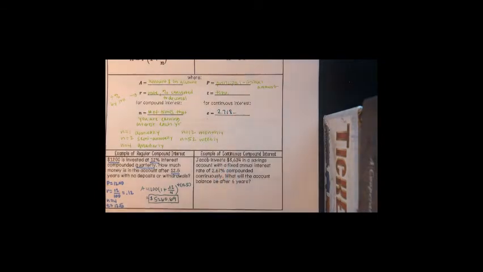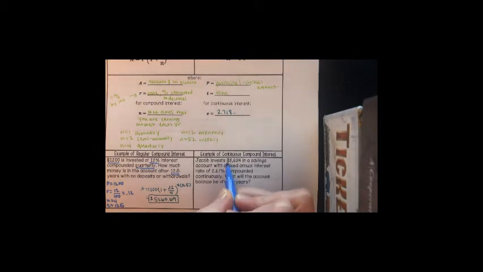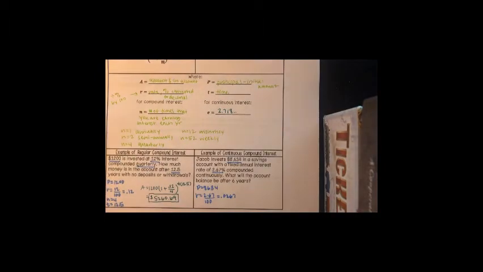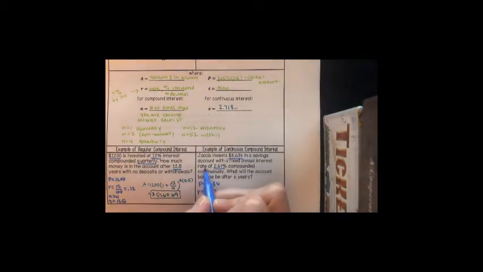So Jacob invests $8,634 in a saving account. So that's his P, that's his initial amount, with a fixed annual interest rate of 2.67%. So you're like, okay, R is 2.67, but we're going to divide that by 100, and we'll get 0.0267. And then we see the word continuously. This is the big word that tells us that we're using the E equation. What will the account balance be after 6 years? So that's our time.